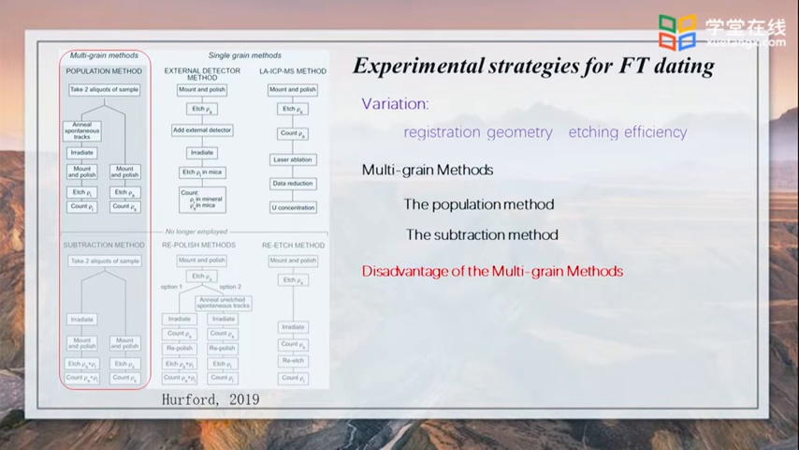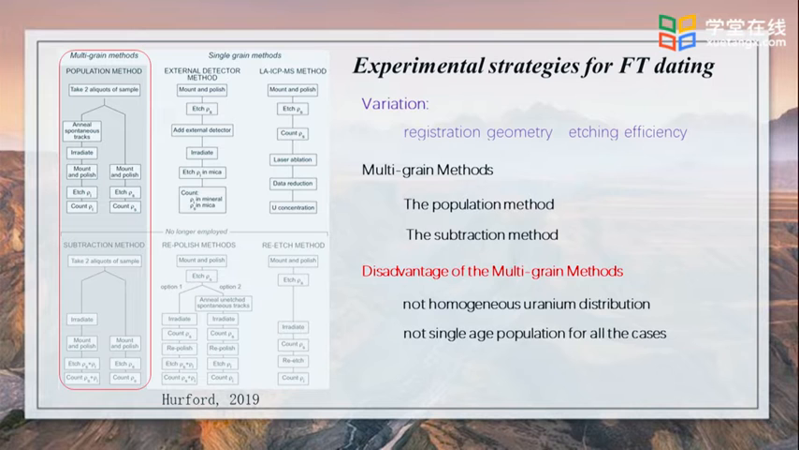These methods have some disadvantages. With multi-grain methods, both track counts are made on internal surfaces of the same material with identical registration and etching characteristics. However, statistically equivalent uranium concentrations are assumed in the two aliquots, which supposes a relatively homogeneous uranium distribution, both within and between sample grains, frequently not true.